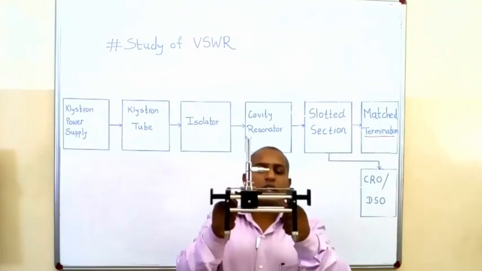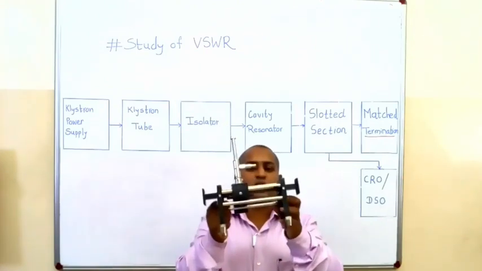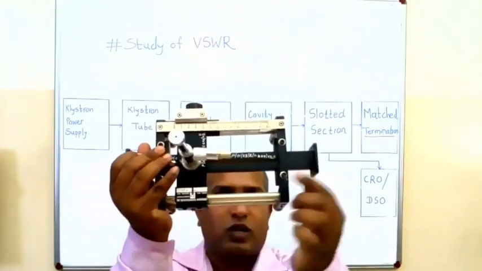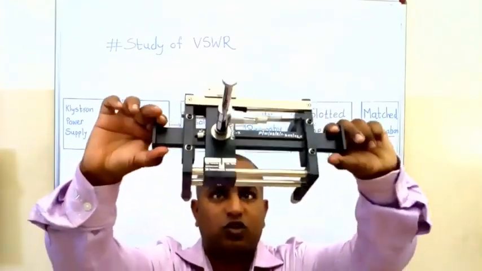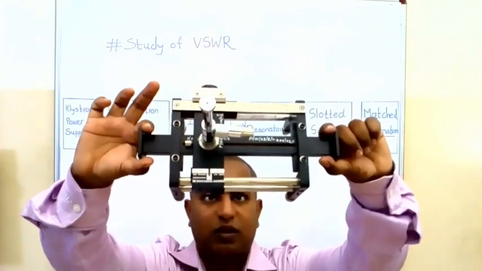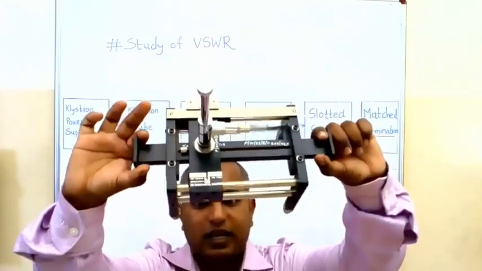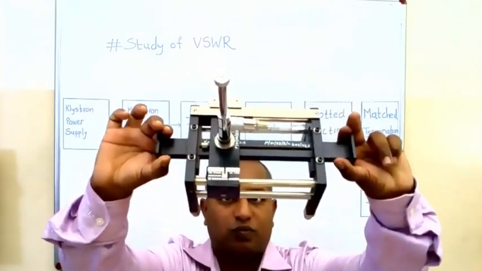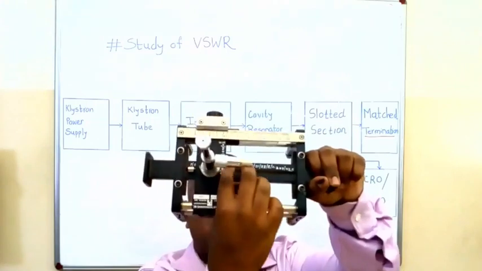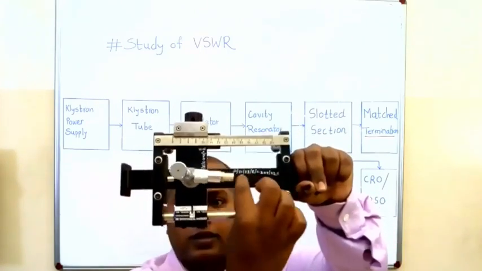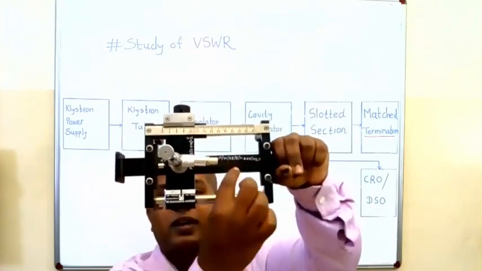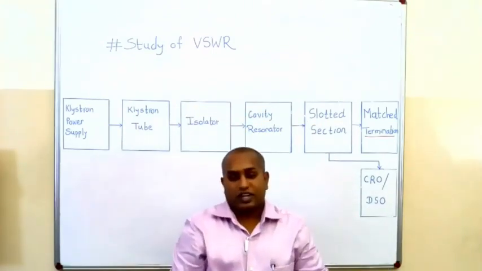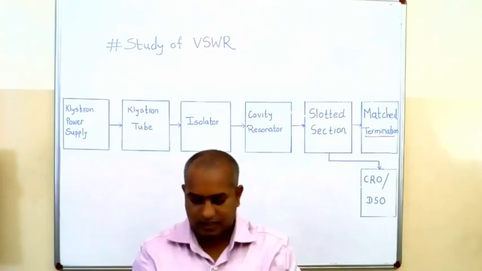The question comes to mind, why is it known as a slotted line section? Look carefully at this waveguide. These two terminal ends are my waveguide. The right hand side is port 1 and the left hand side is port 2. And look here, the slot is present inside the waveguide. That's why it is known as a slotted line section.